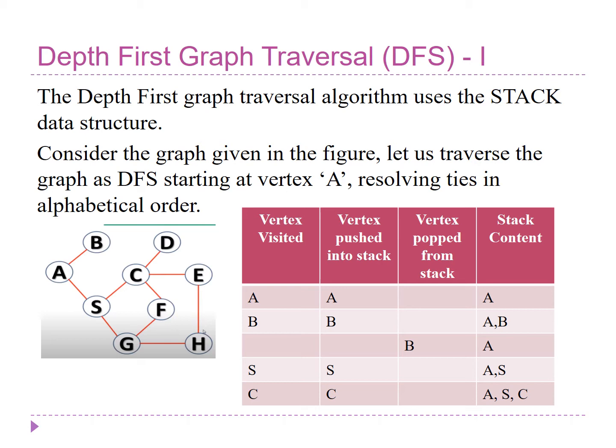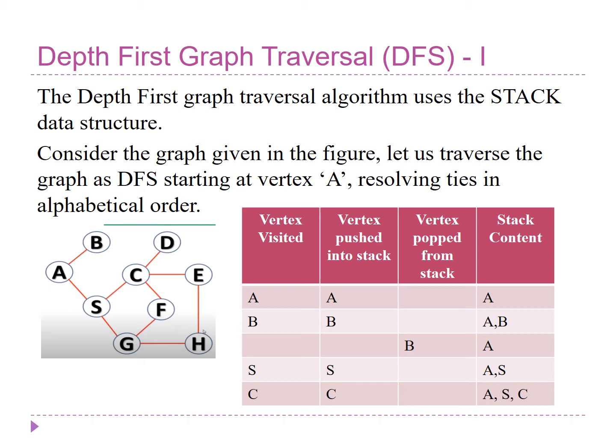The adjacent vertex of A, the B vertex, is marked as visited next and it is pushed as the content of the stack. B is a dead end, that is, it has no adjacent vertices. Hence, the top of the stack, which is B, is popped from the stack. Now the top of the stack is A.